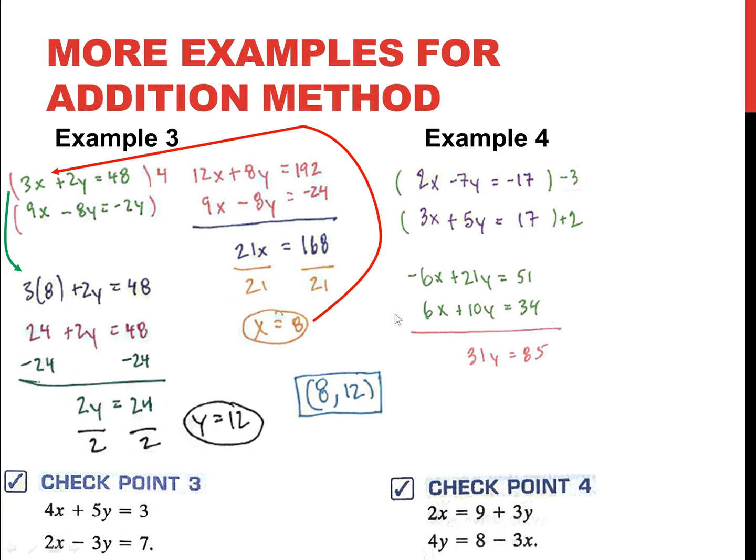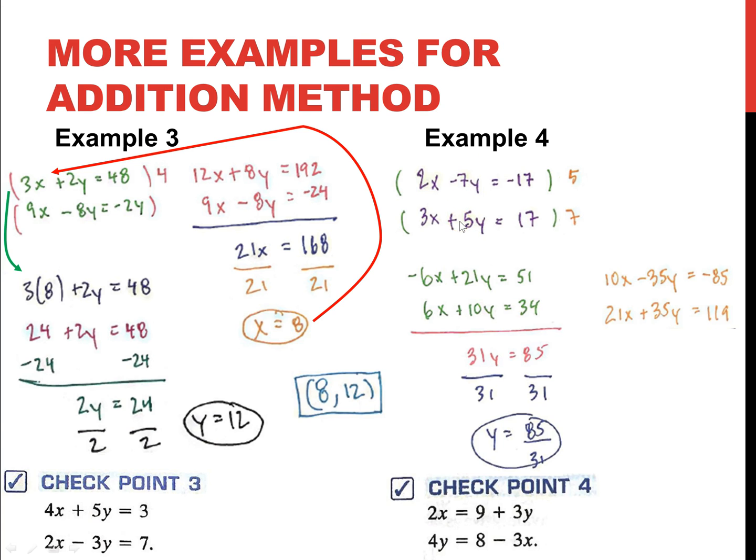Of course, I have 31y is equal to 85, and that is a nasty fraction. But I'm cool with that because I'm not even going to substitute back in. What I'm going to do is change the numbers that I multiply by to cancel the y's, and that gets me the x value.